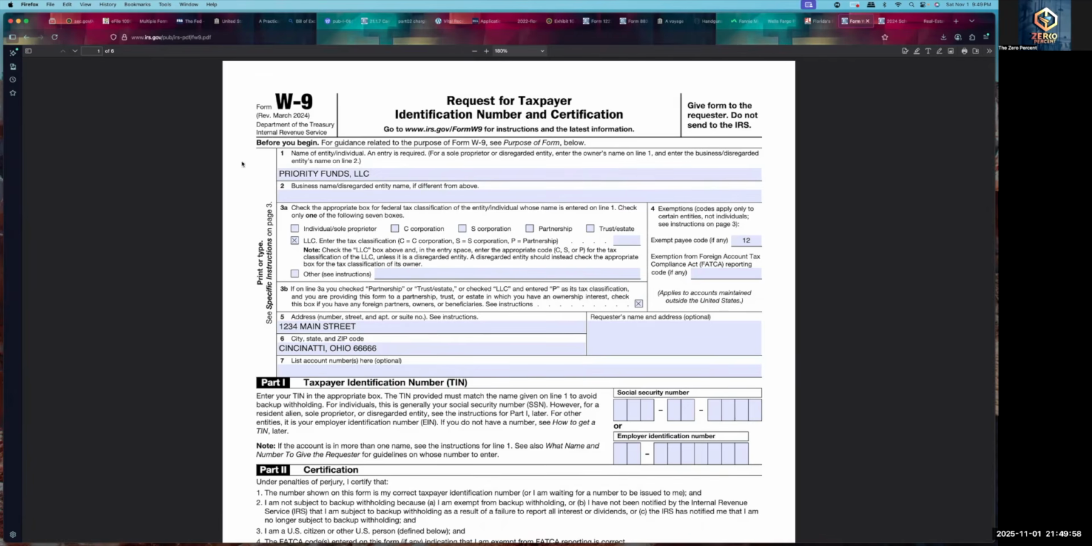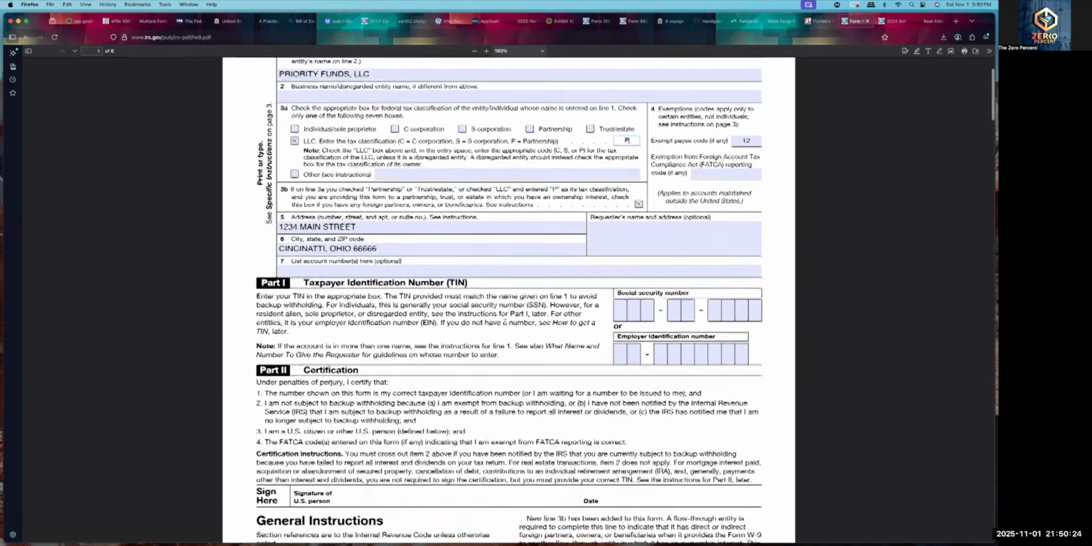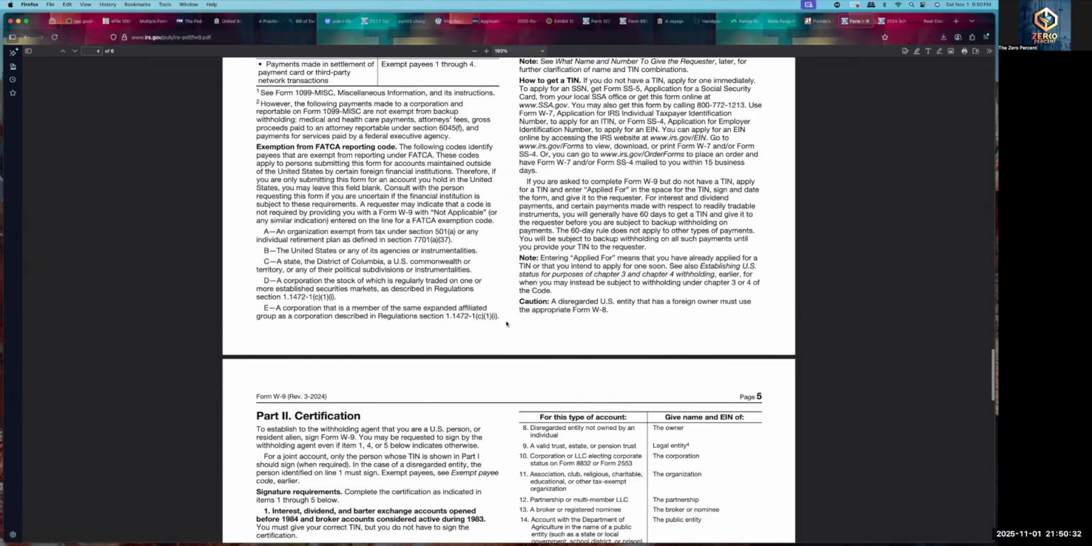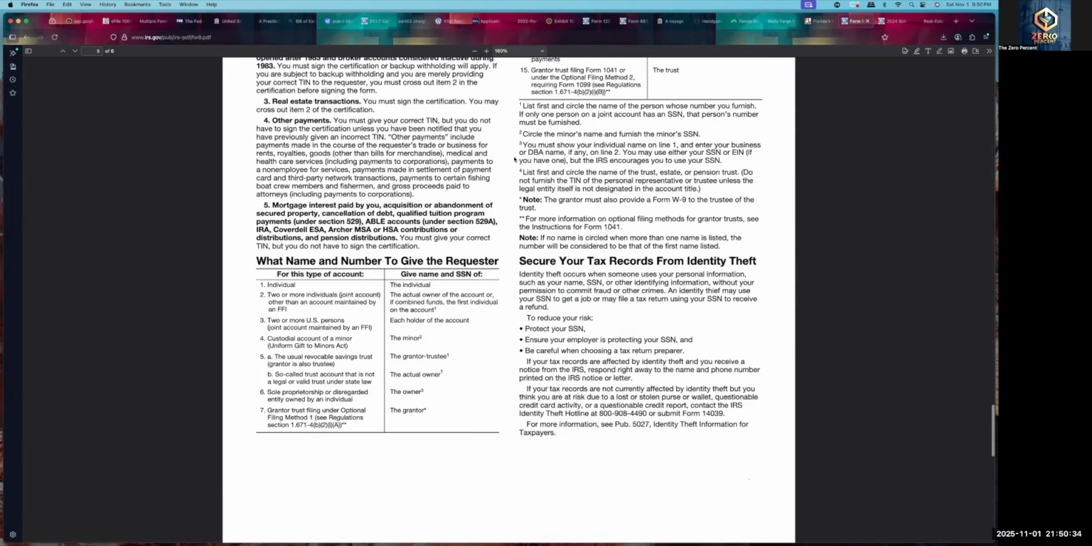That means now this LLC is considered a disregarded entity, which means it is not considered separate from its owner. Okay. So that means this LLC is in some form of a partnership. So you would have to enter the letter P, partnership. To further give you an understanding of that, I believe we're going to have to go to the 8832 form precisely.